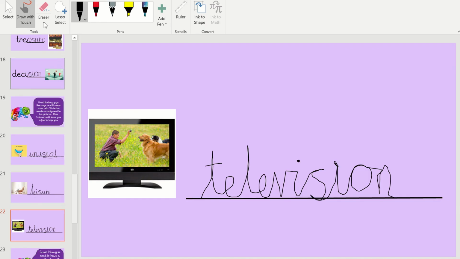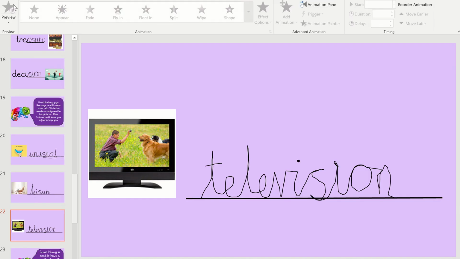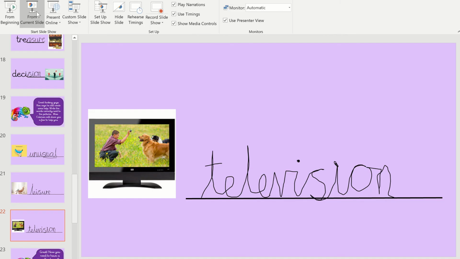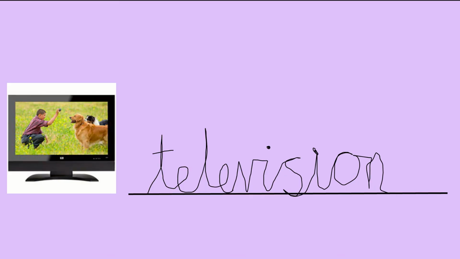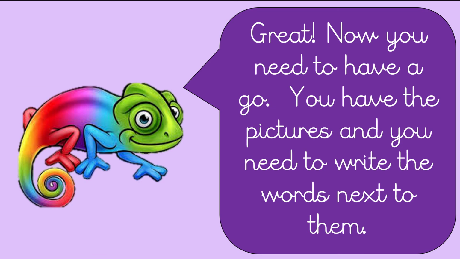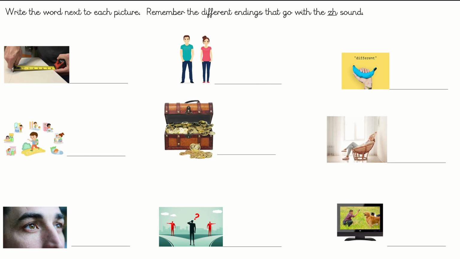Right. Let's go back to our slideshow. Right, so television, we've just finished that one. Kathy says, great, now you need to have a go. You have the pictures and you need to write the words next to them. Super. So here we have the worksheet. If your parents have managed to print this one off for you, that's absolutely fantastic. If not, you can write these words down on a piece of paper. So let's just go back through the pictures.